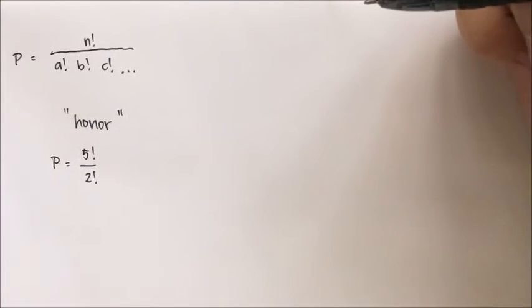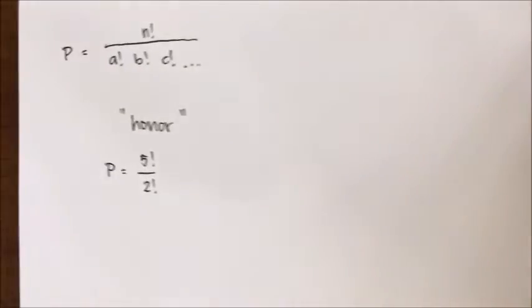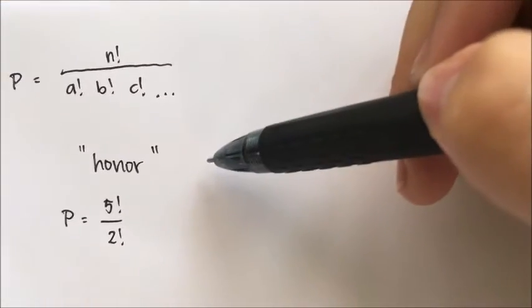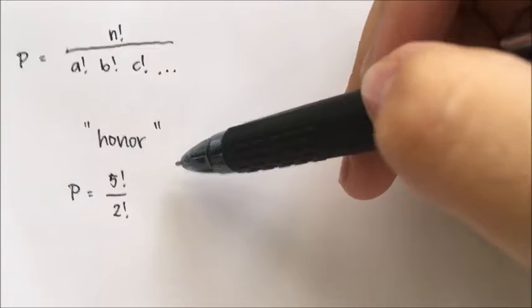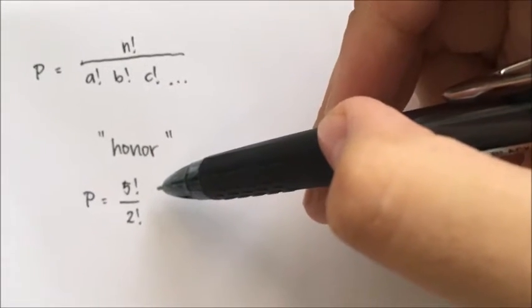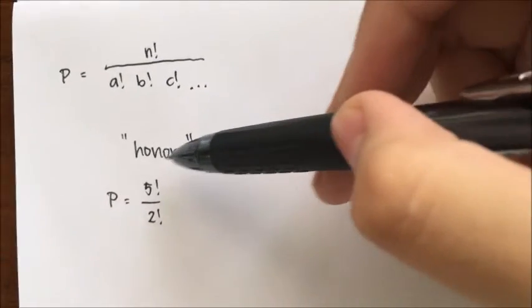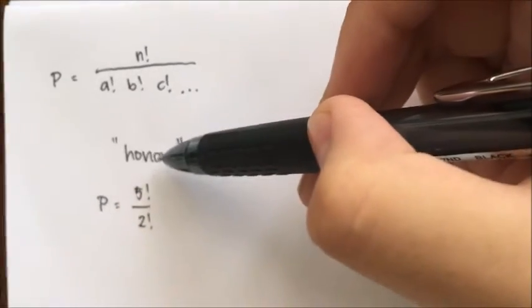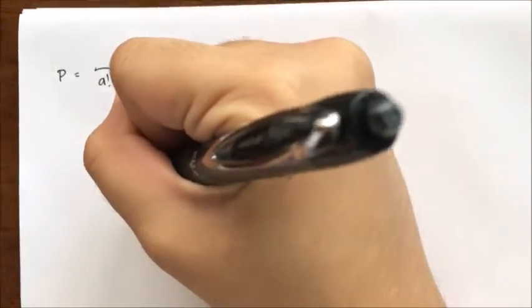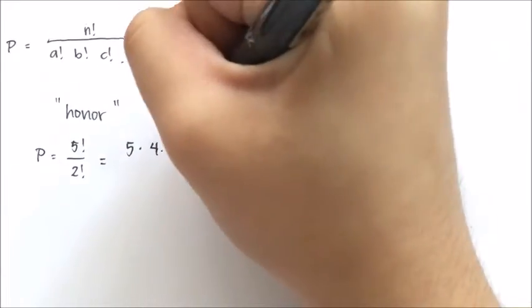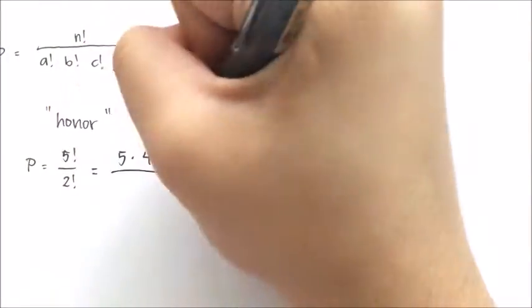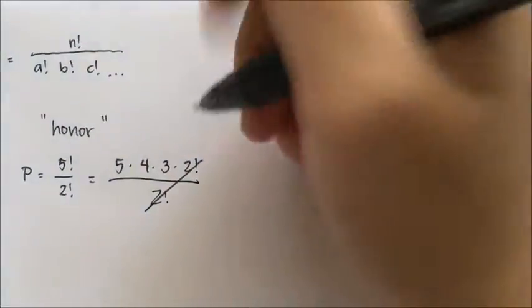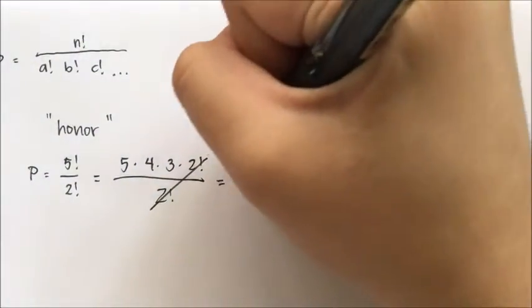So now we're going to use the formula for permutations with repetition. This is the formula, and we're going to use the word honor. The 5 factorial is here because honor has 5 letters. And 2 factorial is here because of the 2 letter O's. Now, we're going to solve. So 5 times 4 times 3 times 2 factorial, we're going to stop because we're going to cancel. And the answer is 60.